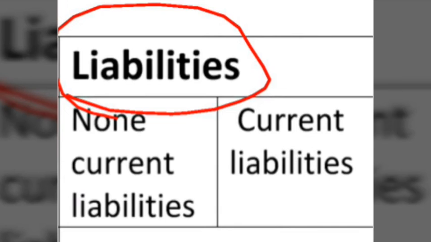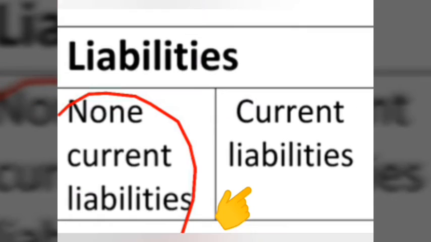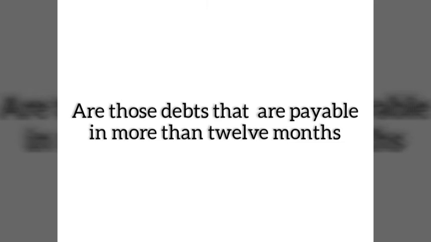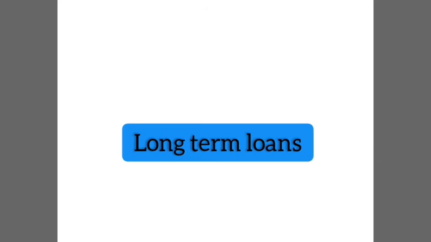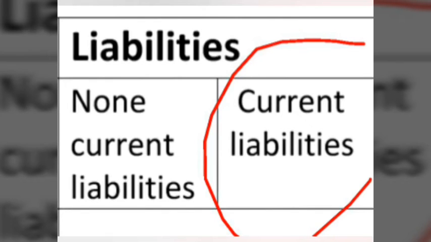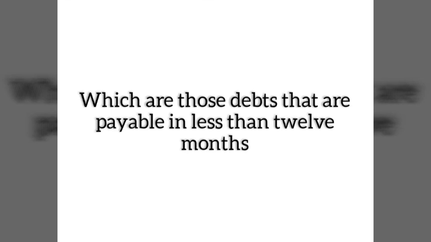And looking at the side of liabilities, which is represented as letter L, which are your debts, are obligations of a business, what the business owes to the outside. We have non-current liabilities and current liabilities. Non-current liabilities are those debts that are payable in a period of more than 12 months. For an example, we refer to your long-term loans. We have your current liabilities, which are those debts that are payable in less than 12 months. For an example, we refer to your short-term loans.